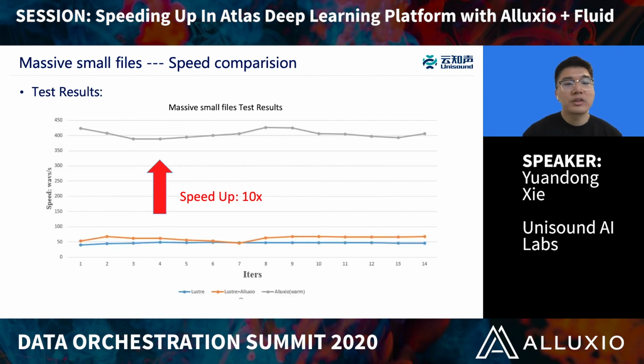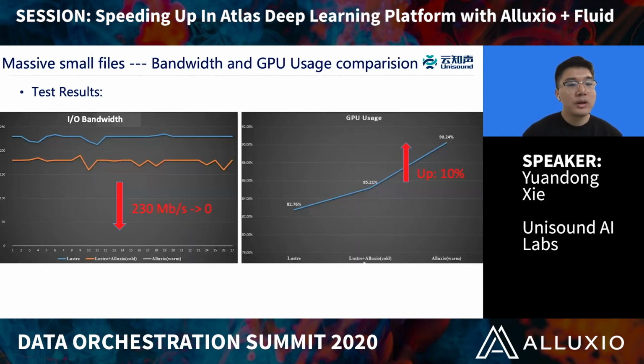In this slide, we can see reading from the prewarmed Alluxio cache is 10 times faster than reading from Lustre. The speed of reading from Alluxio and Lustre together has improved, but not much. And we can see reading from the prewarmed Alluxio cache reduced bandwidth usage from 230 megabytes per second to 0 and increased GPU usage efficiency by 10%. So our bottleneck will limit GPU compute capability.